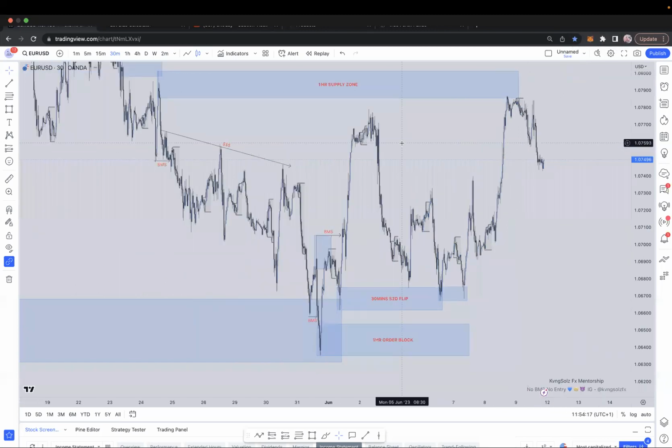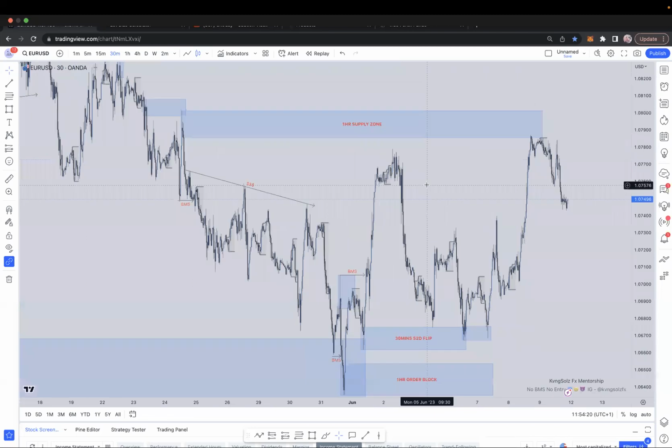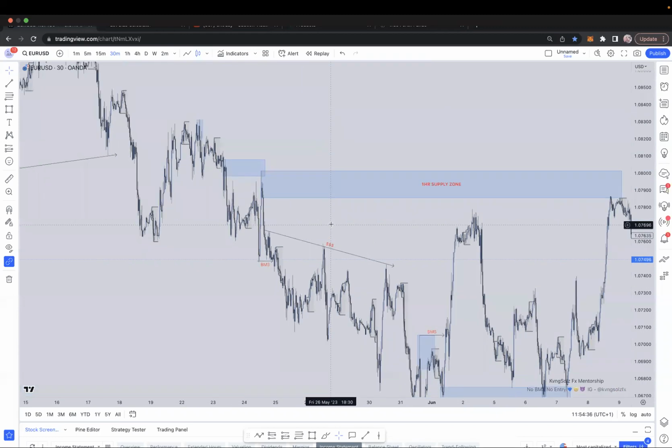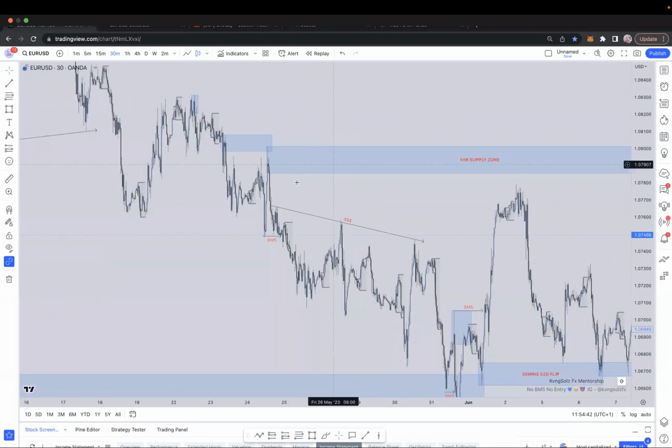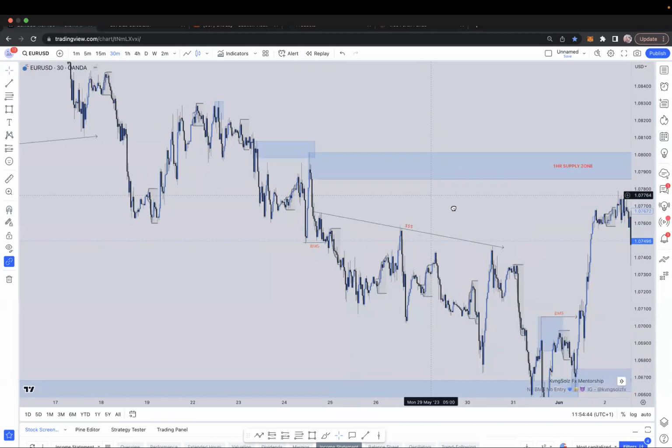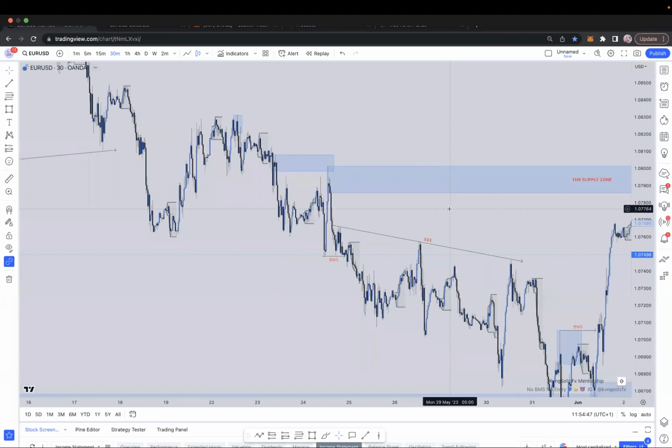Now, I think looking at Euro USD on the 30 minutes time frame makes sense. We can explain our charts better from here. Okay, first of all, why is price actually reacting from here on the 30 minutes time frame? Flip zone is what I want to do, right?